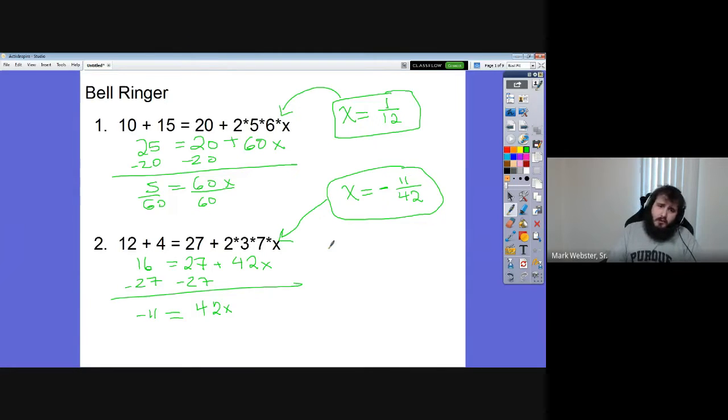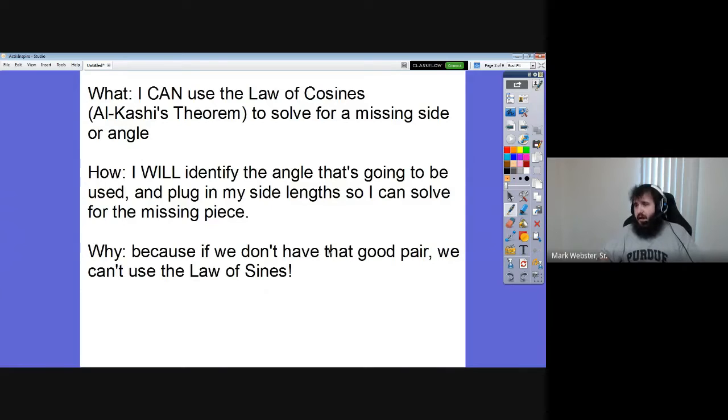All right. So why am I making you do stuff like this? Well, what does this have to do with what we're about to do? So when we go through and do problems like this today, that's sort of the form that we're going to be working with. The law of cosines, which is what we're talking about today, also known as Al-Keshi's theorem.